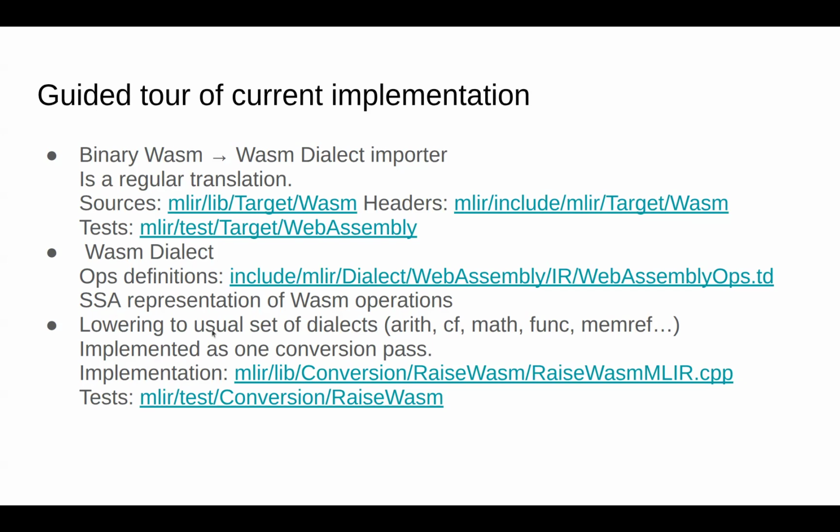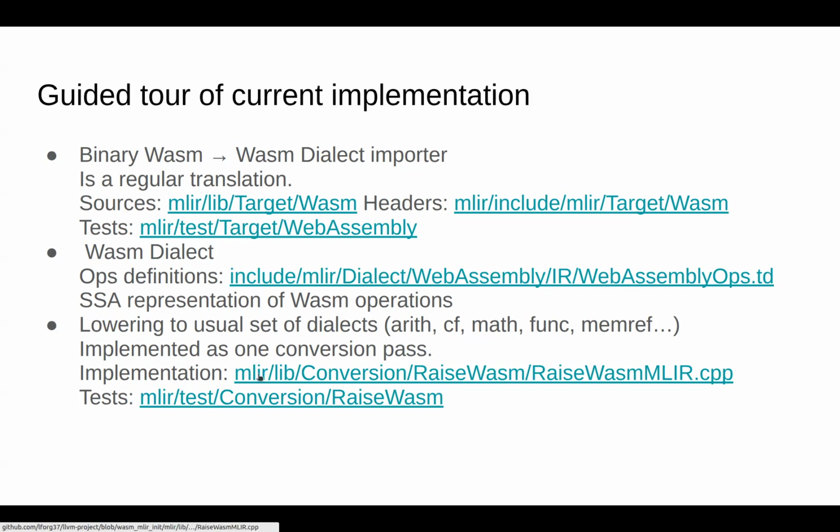And the lowering to the usual suspects, SCF, CF, math, and so on, is all done in one single conversion pass. The reasoning here is that we could have WASM to SCF, WASM to math, WASM to CF, or something. The thing is, we don't think anyone would actually use them separately from one another. So we believe it's better to have a single pass than a pass pipeline that just calls the same thing everywhere.